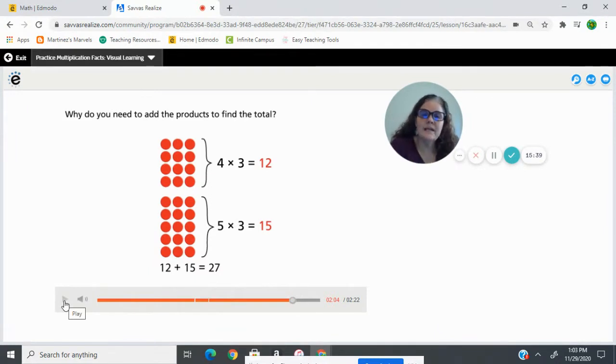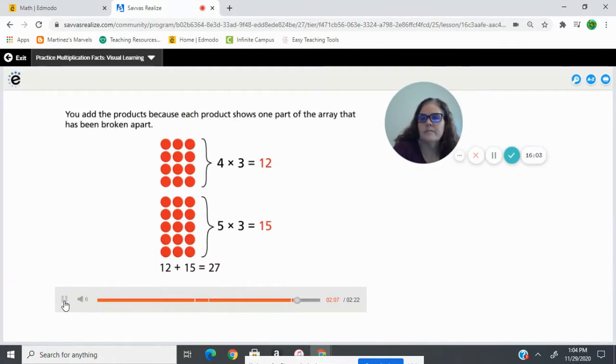Okay, so why do we need to add those products? Because we need to get back to the total of 9 times 3. If we didn't add those together, we would have the incorrect answer. The original problem is 9 times 3. We broke them down into 2 smaller problems and got the products. We now need to add those products like we have been doing.